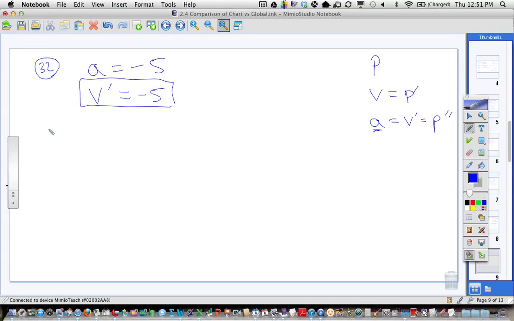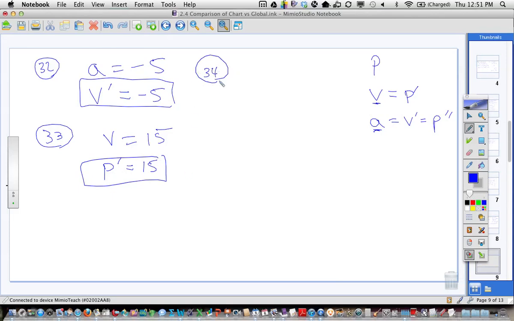Okay? 33 says, the object travels eastward at a constant speed of 15. So they're saying the velocity is 15. But that's not a differential equation. So instead of velocity, we'll write P prime equals 15. That's a first-order differential equation.